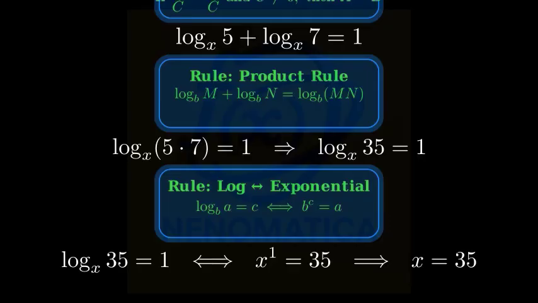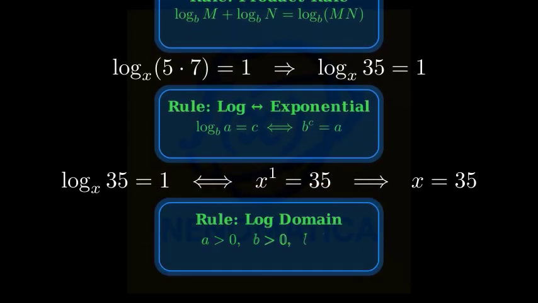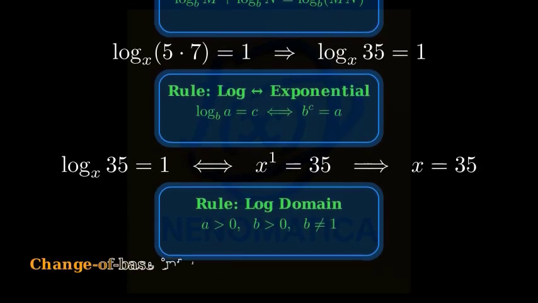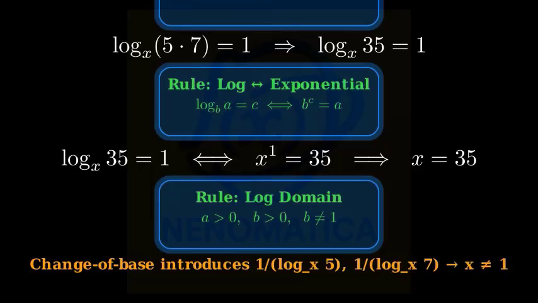Important note about the domain. For log base b of a, we require b greater than 0, b not equal to 1, and a greater than 0. When we use the change of base to create the terms 1 over log base x of 5 and 1 over log base x of 7, we implicitly assumed x is not 1, otherwise those denominators would be undefined.